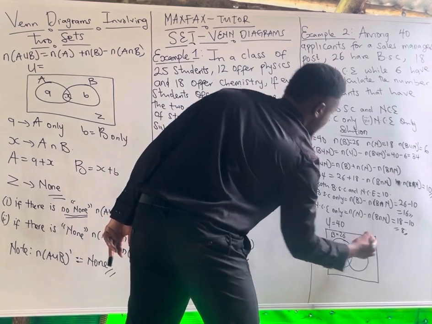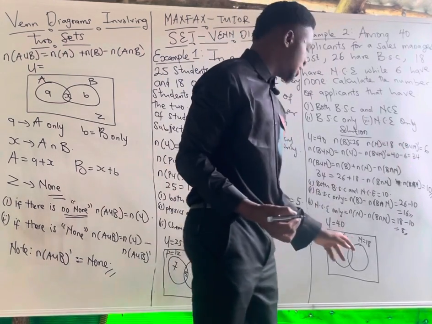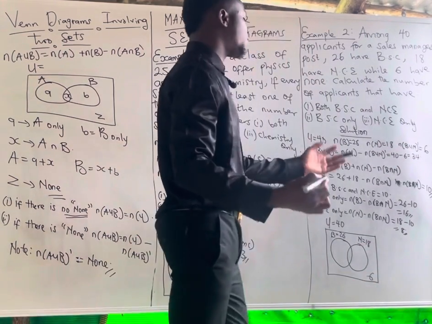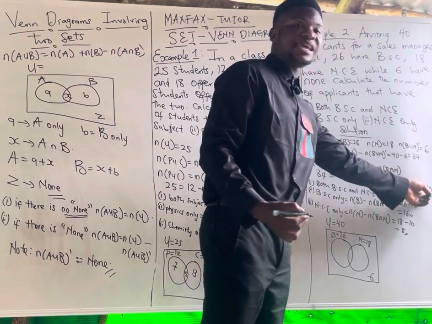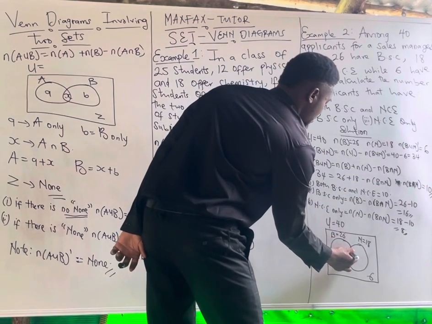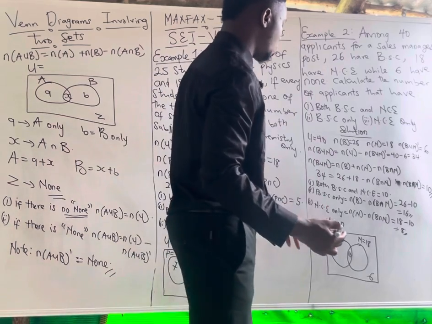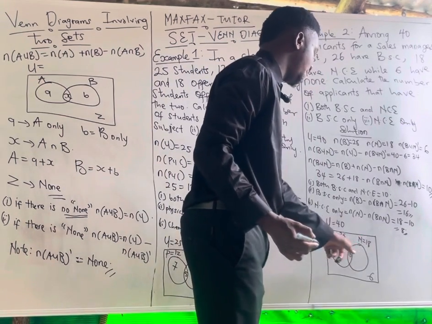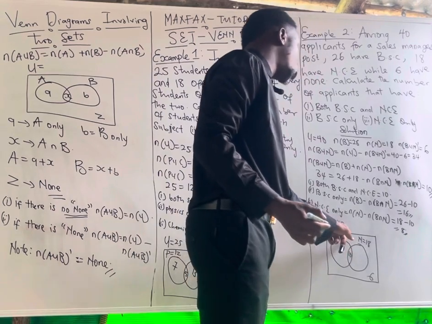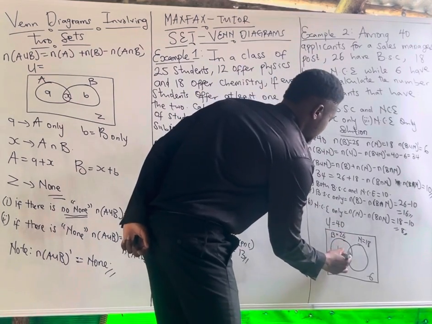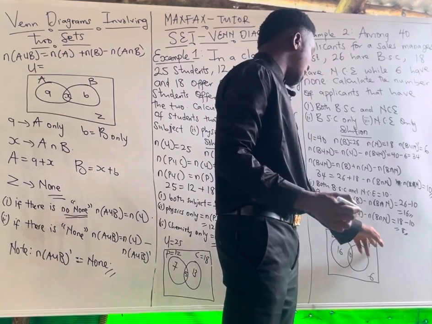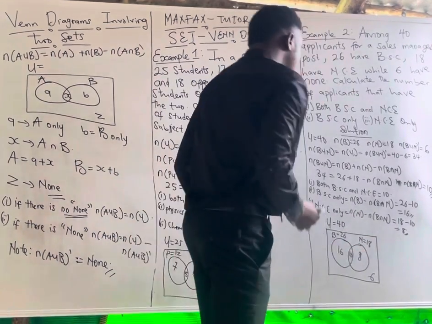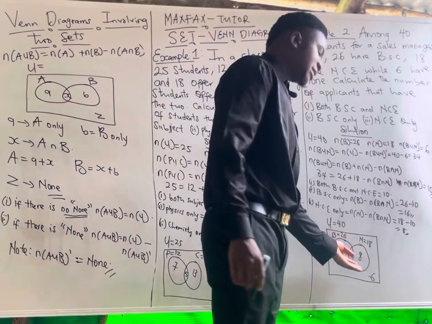Then draw the second set, that is for NCE, N equals 18. And those that do not do any of these two sets, write them outside. This one is 6. So after you've calculated the intersection, that is 10, you just come to the middle and put 10 here. Then you have to know that the addition of this and this must give us 26, and the addition of this and this must give us 18. What are you going to add to 10 to give us 26? That is 16. Then what are you going to add to 10 to give us 18? That is 8.